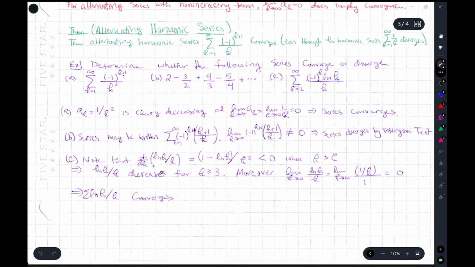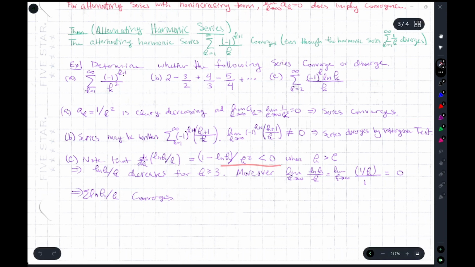And they are. Okay, well, we could make that explicit by taking the derivative. And we find that the derivative is strictly less than 0 when k is strictly greater than e. And e is about 2.7. And so we do have decreasing for k greater than or equal to 3. Now that's not k equals 2, but that's all right. A finite number of terms never changes the convergence or divergence.